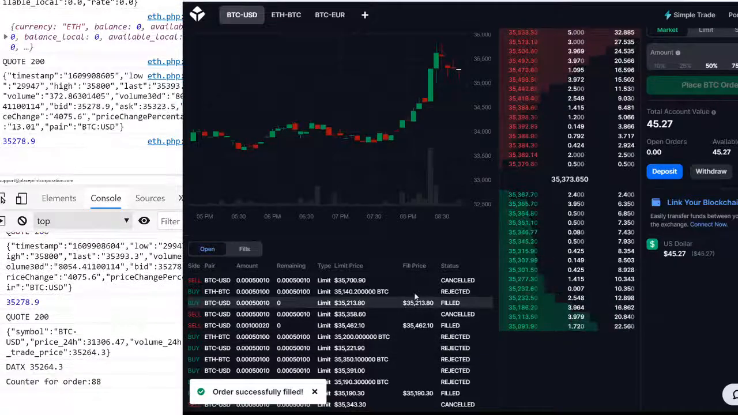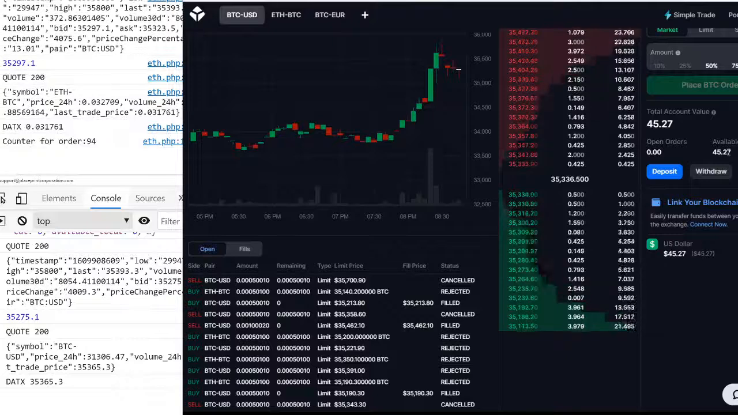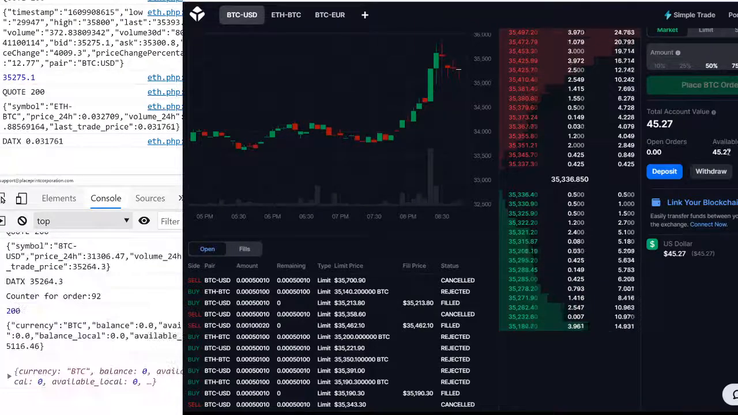Okay, they filled it. Now our cash balance is 45.27. So it just went from 45.21 up to 27. So we just made 6 cents. Okay, great.